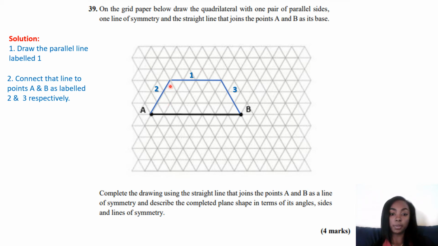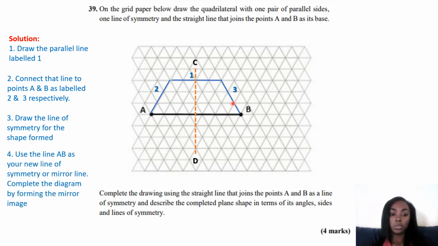So you realize that here we are forming a quadrilateral, right? So we have this line AB, we drew this parallel line, and then we connected the sides, right? It says complete the drawing using the straight line that joins the points A and B as a line of symmetry, and describe the completed plane shape in terms of its angle, sides, and lines of symmetry. Okay, and before we do that, there's one part that says 1 line of symmetry. So let's put in this line of symmetry. So the only line of symmetry that can come in here is this line CD, because whatever I have on this side, I'll have it on this side.